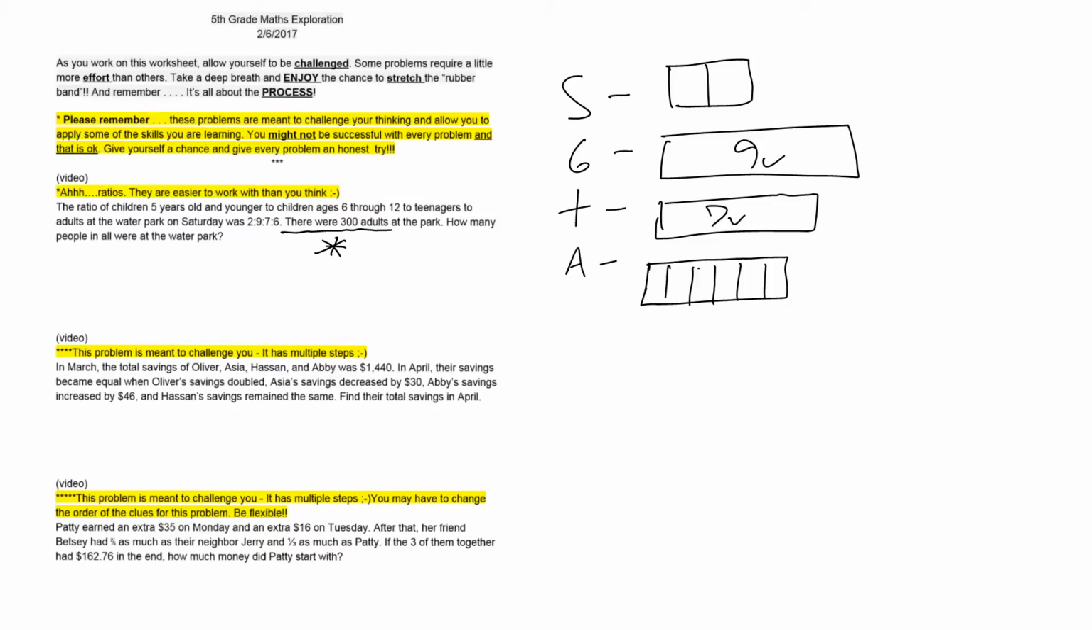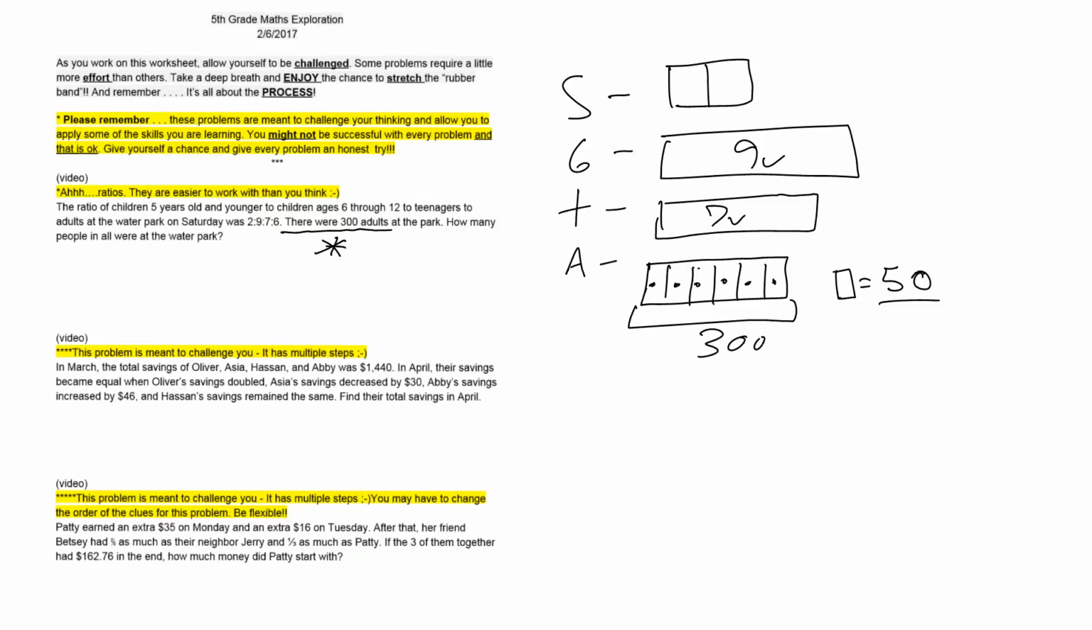Okay, so now that key clue right there, where it says there were 300 adults, means that my 6 units right here are worth 300. Now, if 6 units are worth 300, then 1 unit is going to be worth 50, because 300 divided by 6 is 50. Now I can actually go back and answer the question, how many people in all were at the water park?